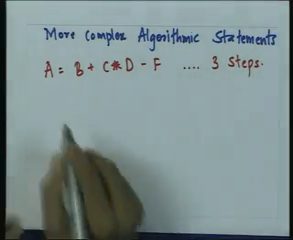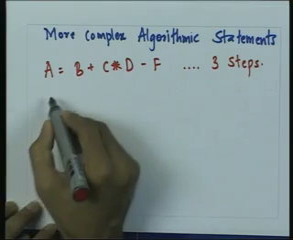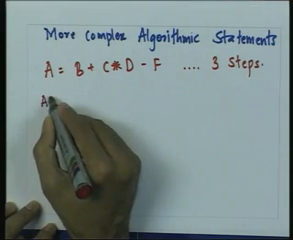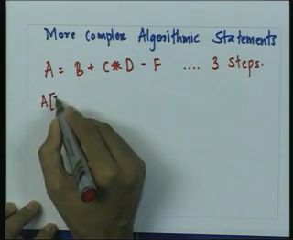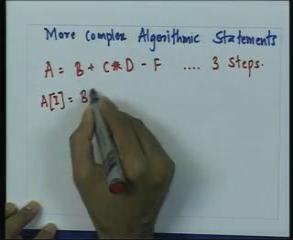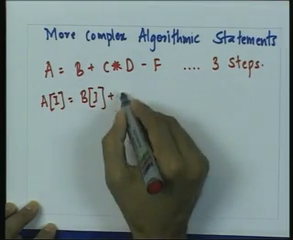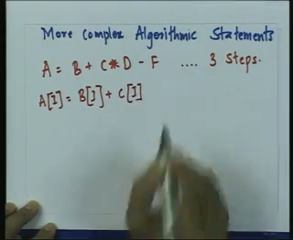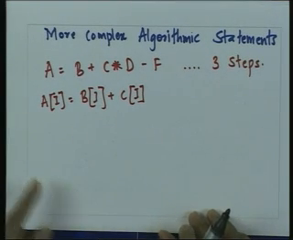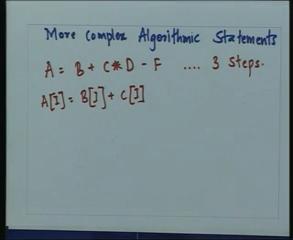We will also want to use arrays in such expressions. So, for example, we might want to say A of I equals B of I plus C of I. Again, we have to see how this statement is going to be represented in our basic instruction set. So, here is how this could be represented.